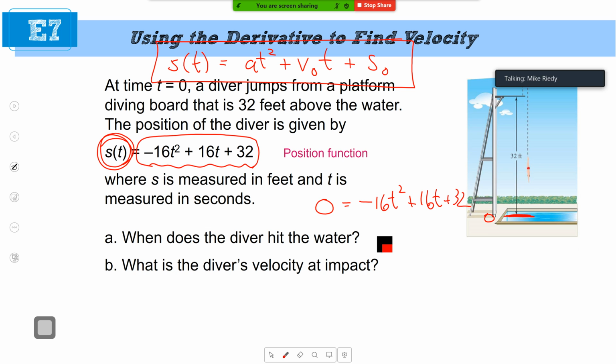I don't care how you do it. If you're smart, you'll pick up your quad formula on your calculator, or you can factor that quadratic, or you can do it a lot of different ways, but whatever, tell me what t is.